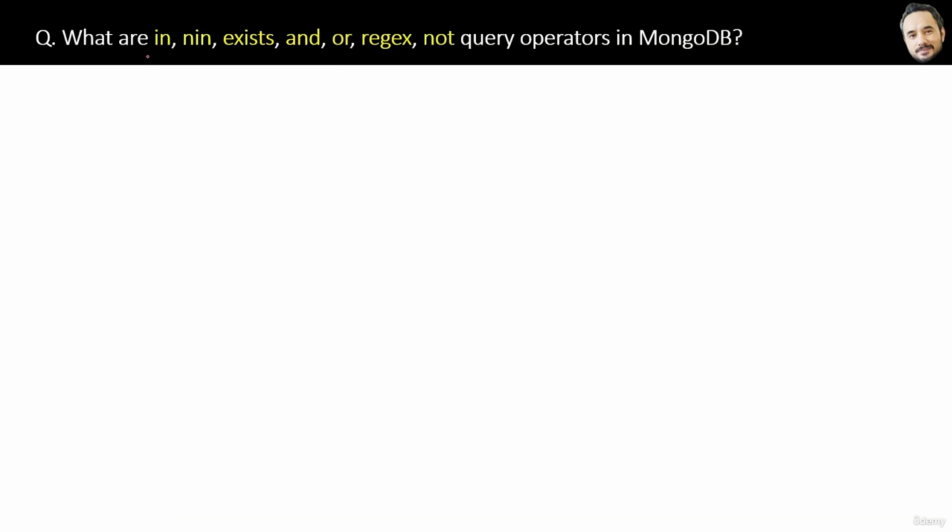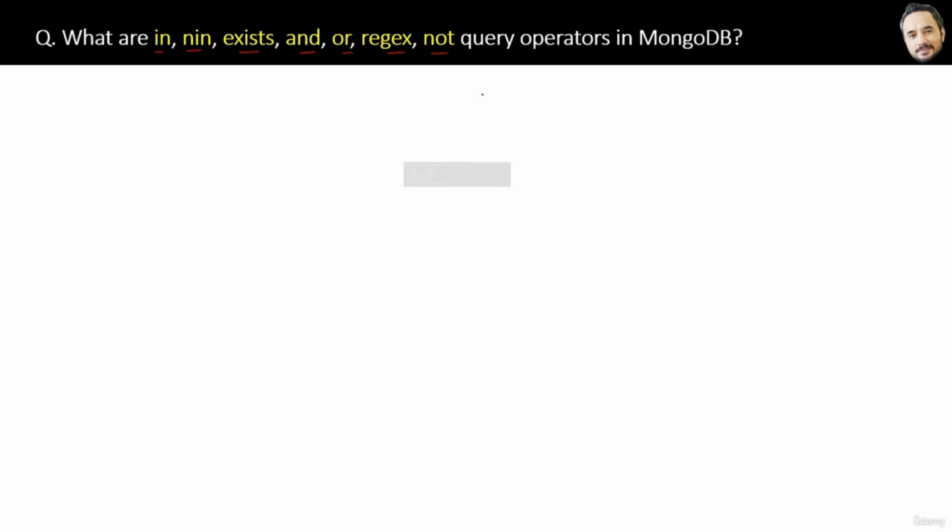What are in, nin, exists, and, or, text, regex, and not query operators in MongoDB? Yes, these are also very common, but maybe there are some differences, like they are somewhat more difficult compared to our comparison operators. Not very difficult, but yes. So let's quickly understand them.